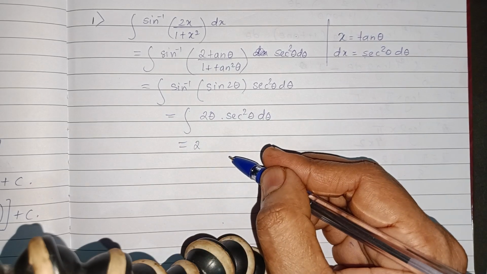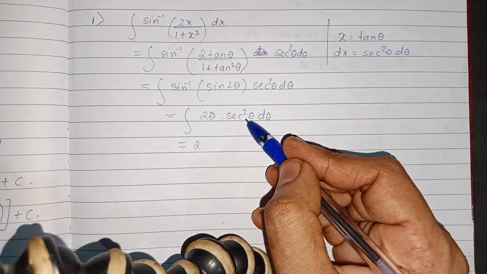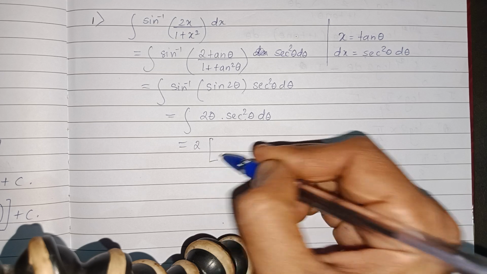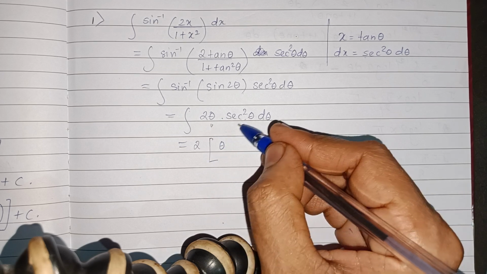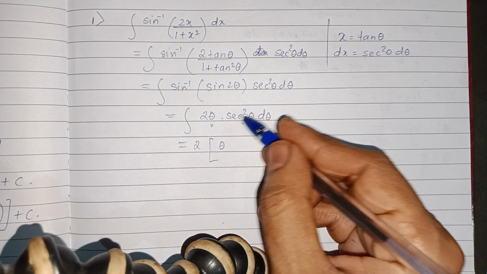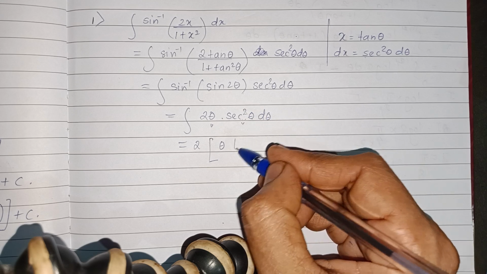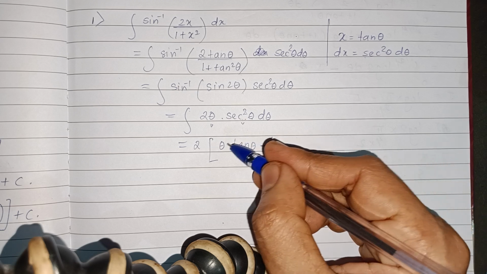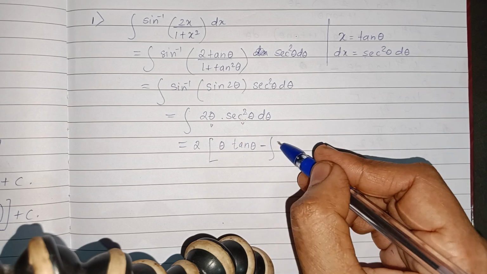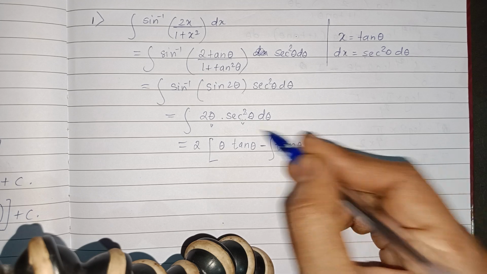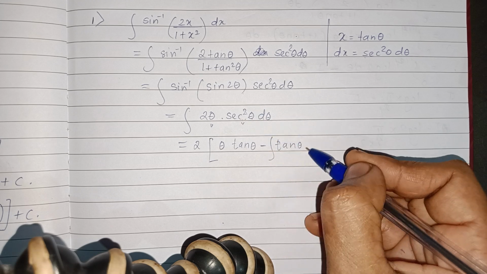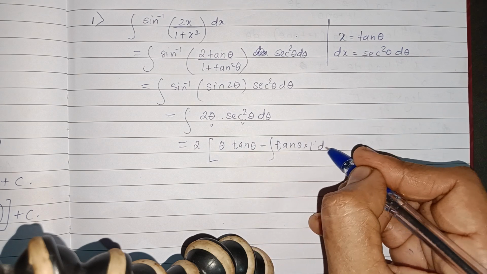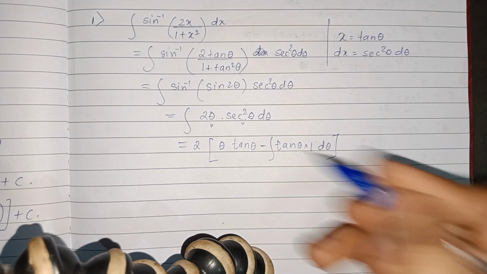2 we can keep outside, and for this you can use the integration by parts formula. So theta, this is u, this is v. Integral of sec square theta d theta is tan theta, minus integral of this, integral of sec square theta d theta into derivative of theta, which is 1. Okay.